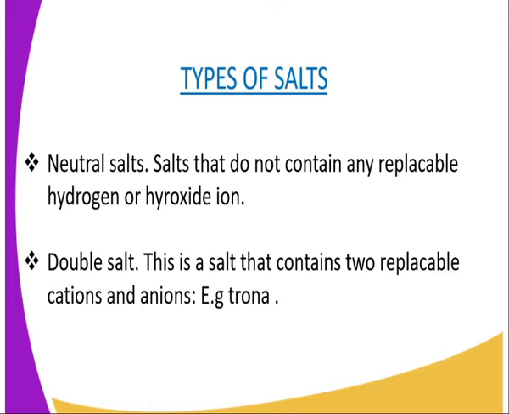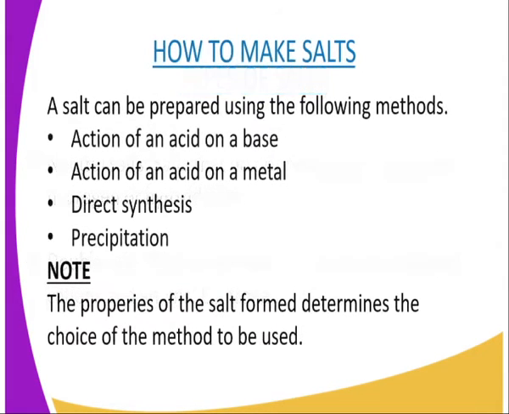We also have neutral salts, salts that do not contain any replaceable hydroxide ion or hydrogen ion. And lastly, we have what we refer to as a double salt, a salt that contains 2 replaceable cations or anions. A very good example is trona, sodium carbonate, sodium hydrogen carbonate, decahydrate.